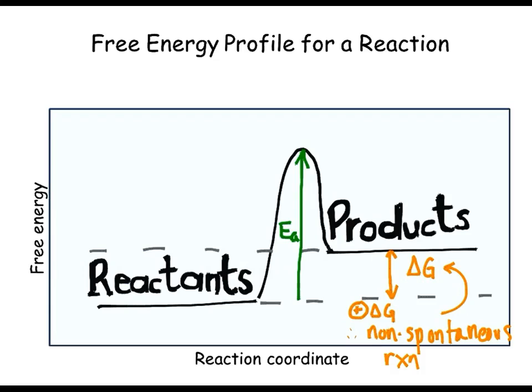We would call it endergonic. It corresponds to the endothermic, but for delta G. But the important part is that it is non-spontaneous. And I'm labeling my transition state at the top there like I did before.